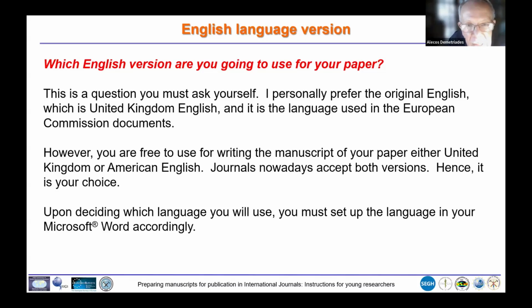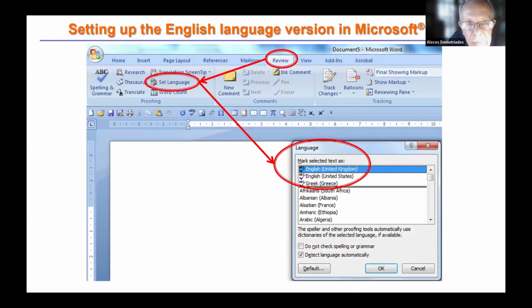Upon deciding which language you will use, you must set up the language in your Microsoft Word accordingly. And this is how you do it. Okay, probably from what I've seen of all of you, you are much better than me.